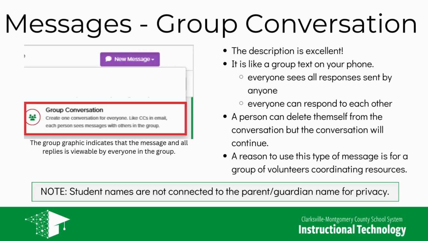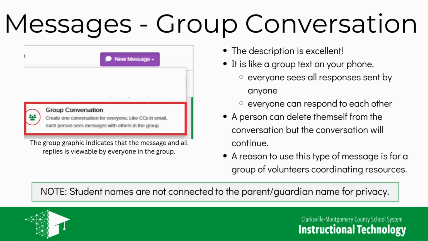Now, the next type of message is the group conversation. This is where you create one conversation for everyone. So it's kind of like a CC in an email. Each person sees the message and all the other people in the group. So in a group conversation, everyone sees all the responses. Every person in the group can respond to one another. They can ask their own questions, respond to questions.